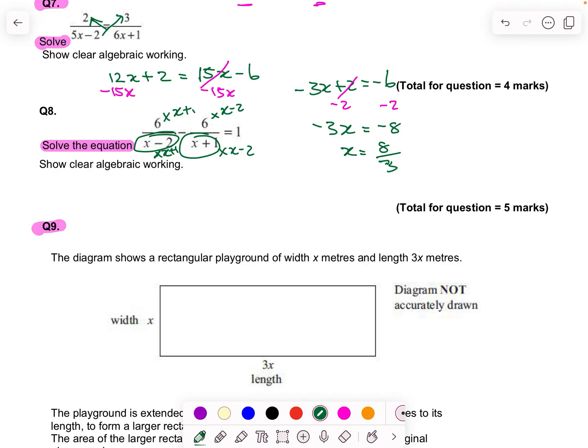So what I get on top, so that should be plus 1, is 6x plus 6 over x minus 2 times x plus 1. Take away 6x minus 12 over, again, x minus 2 times x plus 1 equals 1. Okay, I tidy up the top.